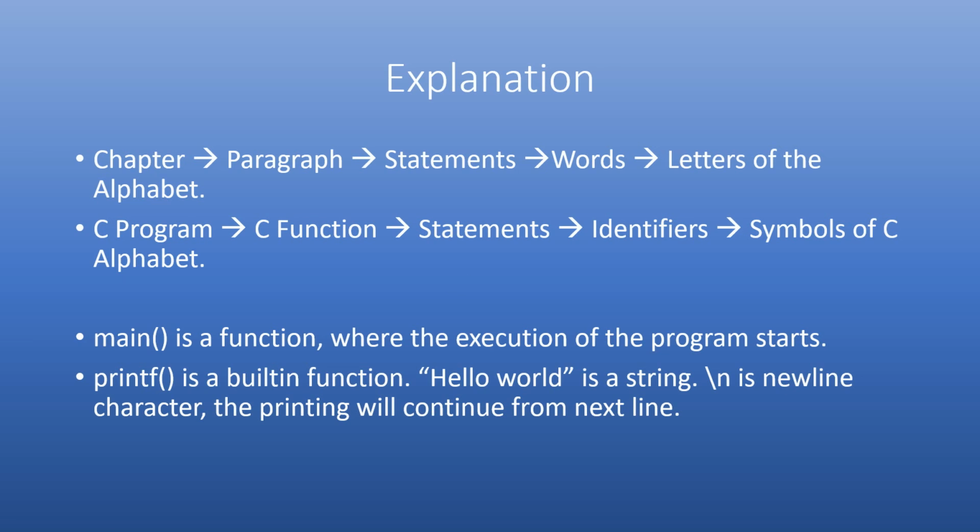Operating system will have so many files with so many extensions. A text file will have .txt. If it is Microsoft Word, it will have docx as the extension. Here header files will have .h extension. Header files will have predefined or built-in functions. So \n is a new line character. The printing will continue from next line.